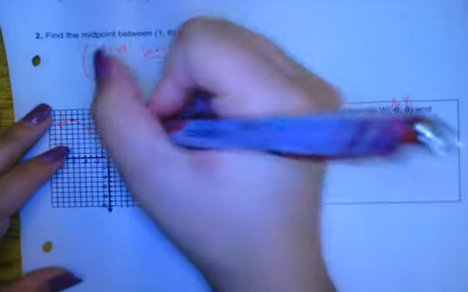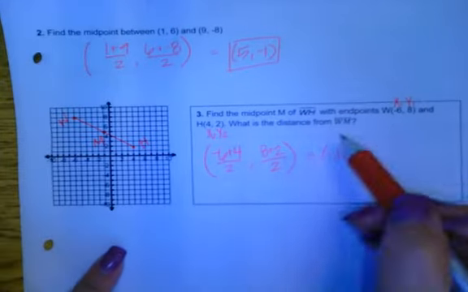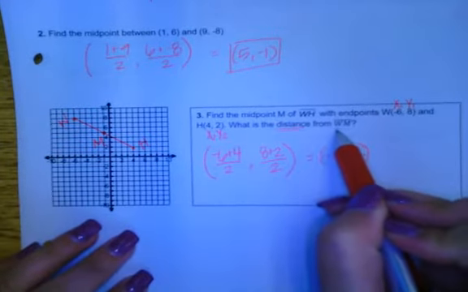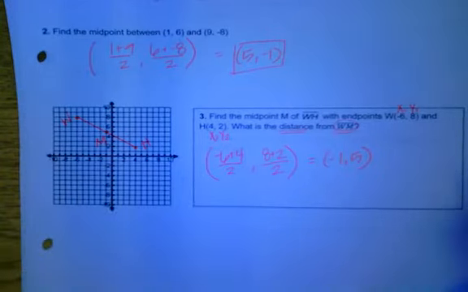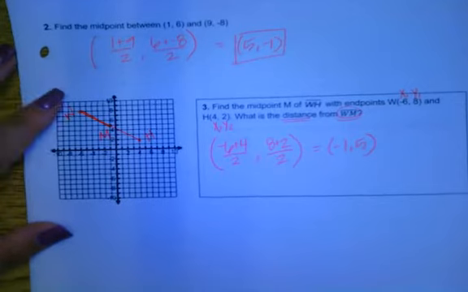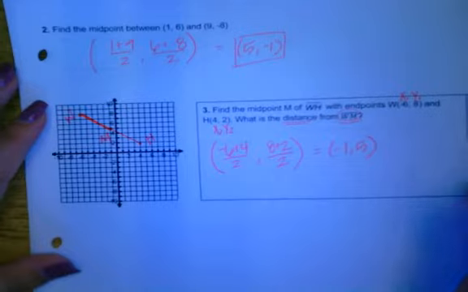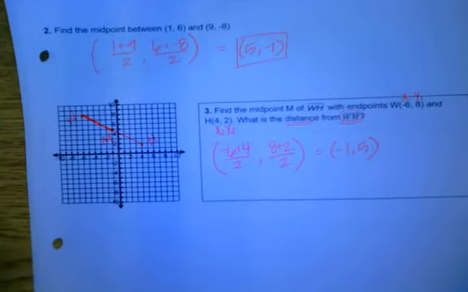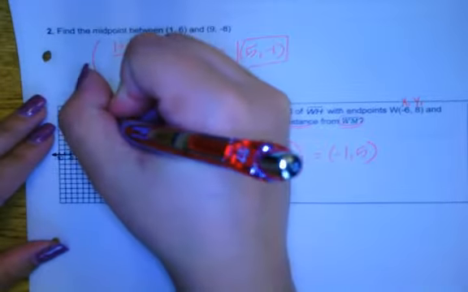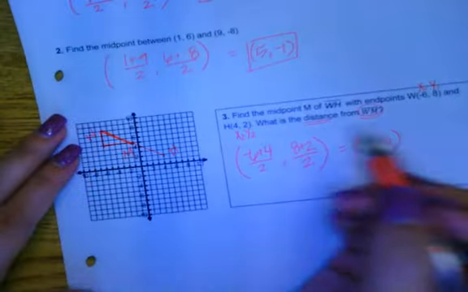Label it M. Okay, now how can we find the distance from WM? Or what is the distance of WM would be the more appropriate way to word that. How do we find the length of this segment? Distance formula, what else could you do? Pythagorean theorem. So do whichever way you prefer. I think Pythagorean theorem is quicker, but if you want to use the distance formula, go for it. And find the distance of WM.